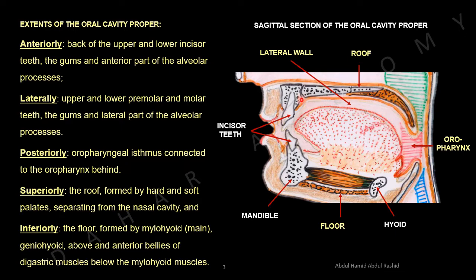Superiorly, the roof formed by hard and soft palate, separating it from the nasal cavity above. Inferiorly, the floor, mainly formed by mylohyoid muscles. Geniohyoid is above the mylohyoid, and anterior belly of digastric muscles are below the mylohyoid muscles.